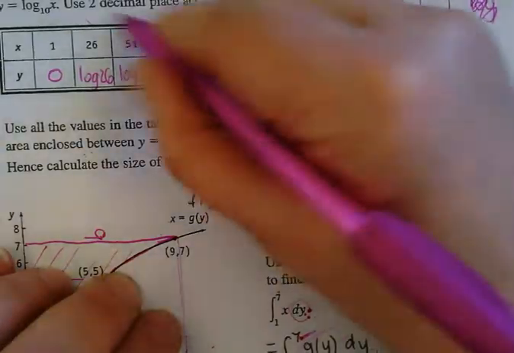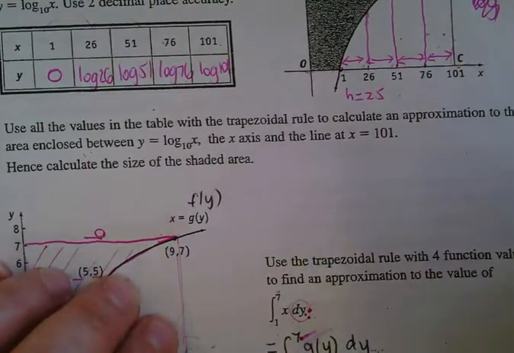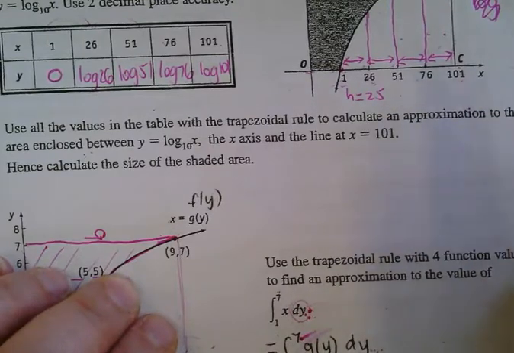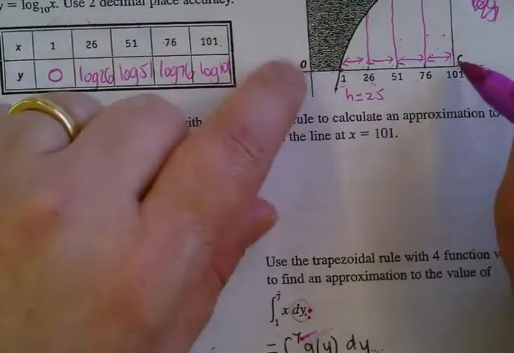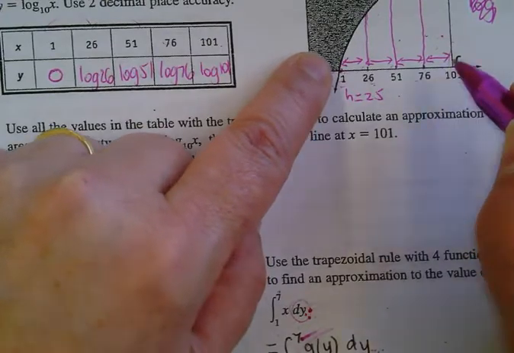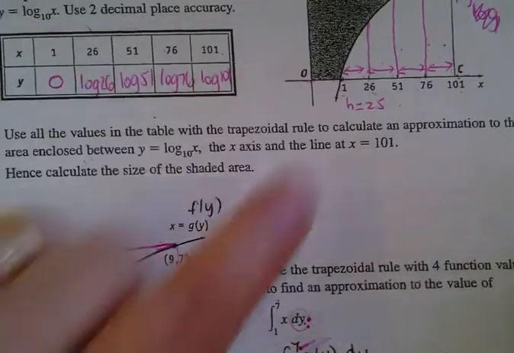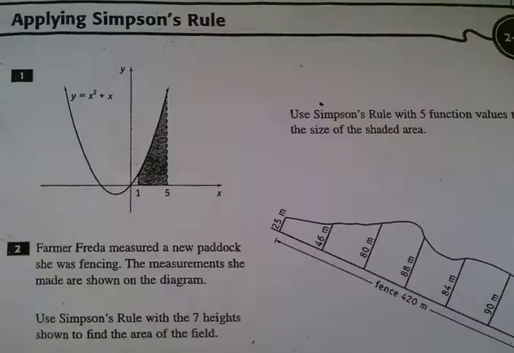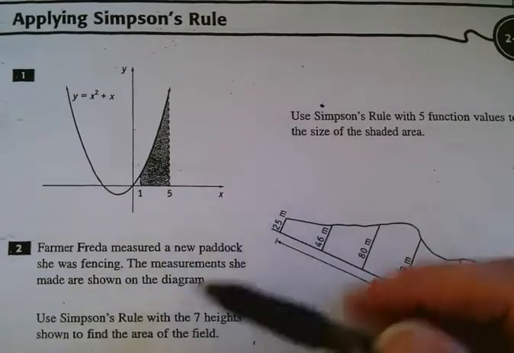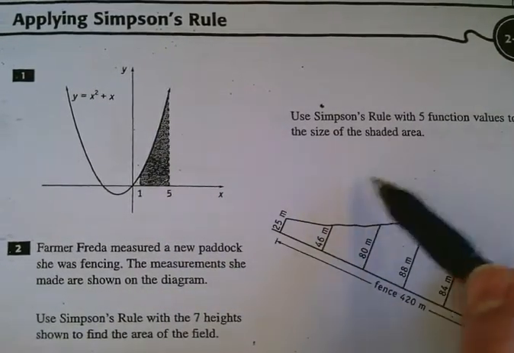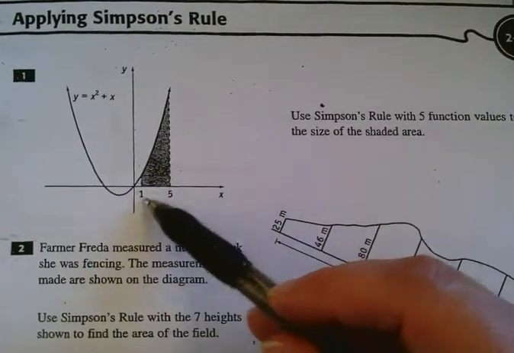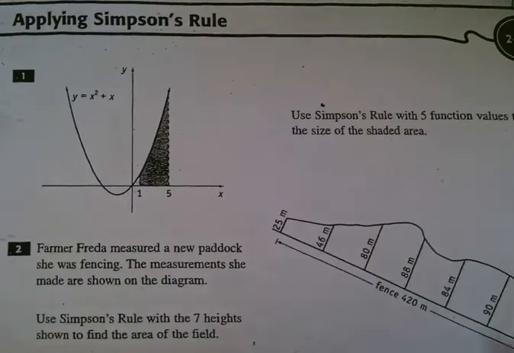The difference between your x values, if the data is given in a table, or it's just the difference between the x values here, which is 25. Or if you only had the 101 and the 1, it would be 101 minus 1 divided by 4 subintervals, which gives you 25 as well. Simpson's rule, you can do this one at home. They want 5 function values. 5 function values is how many subintervals? 4. So what would your values of x be if you were drawing up this table?